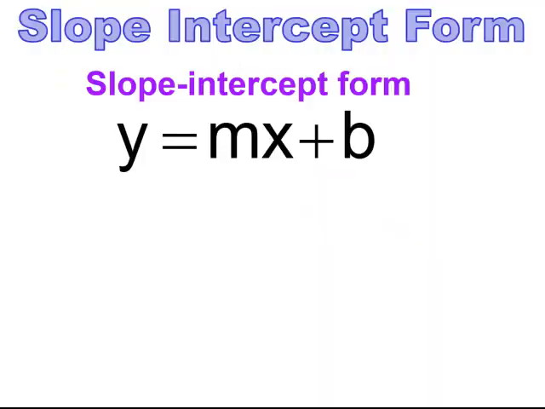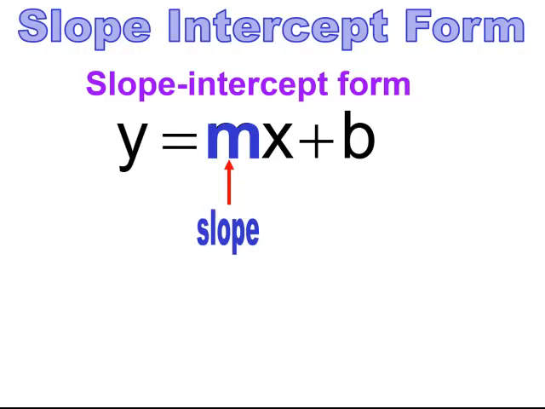So when we talk about the slope-intercept form, that is when we have y equals mx plus b. We have our equation solved for y. Now notice here I have m next to the x variable. Well, m again represents the slope. So when you have m, the coefficient of x is always going to be my slope for the slope-intercept form.